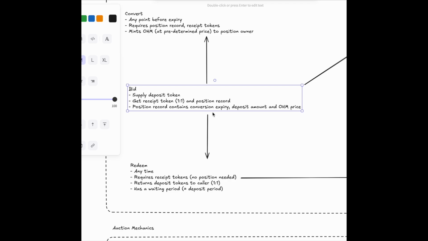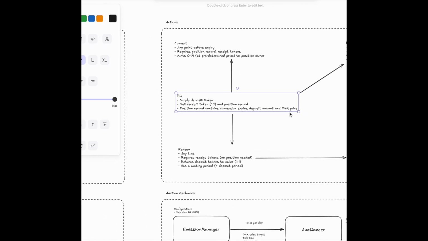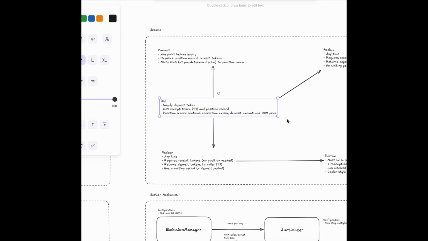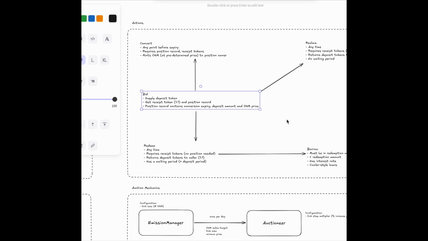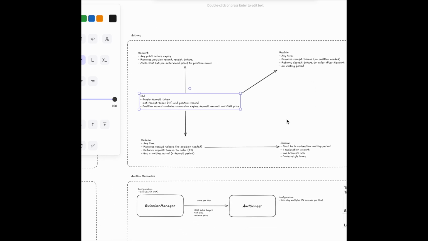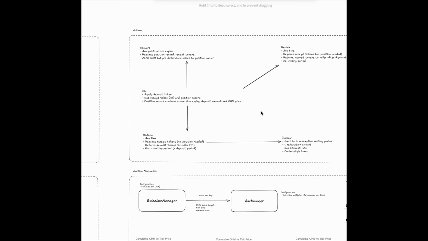And that position record contains a little bit of information that's relevant: the conversion expiry, so when you can convert to OHM, up until what date; the deposit amount that you put in; and then the OHM price that has been locked in and predetermined. And I will go into how that OHM price is calculated in a short while, because there is some complexity there.